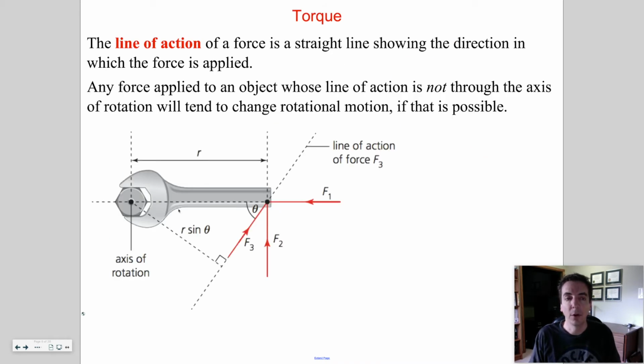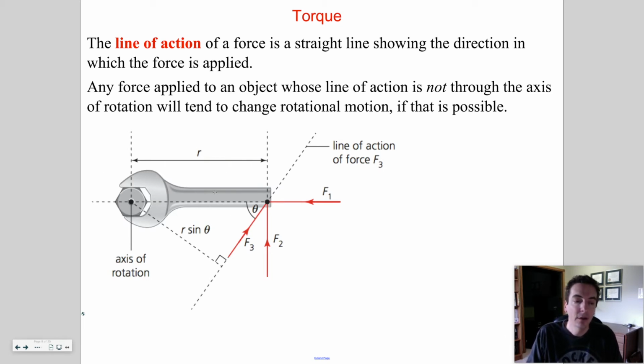Okay, torque. So remember, torque is a force that causes something to rotate or twist or turn. Like if you turn a doorknob or you turn a steering wheel of your car, you're applying a torque. Or a wrench, like this. The line of action of a force is a straight line showing the direction in which the force is applied. Any force applied to an object whose line of action is not through the axis of rotation will tend to change rotational motion if that's possible.